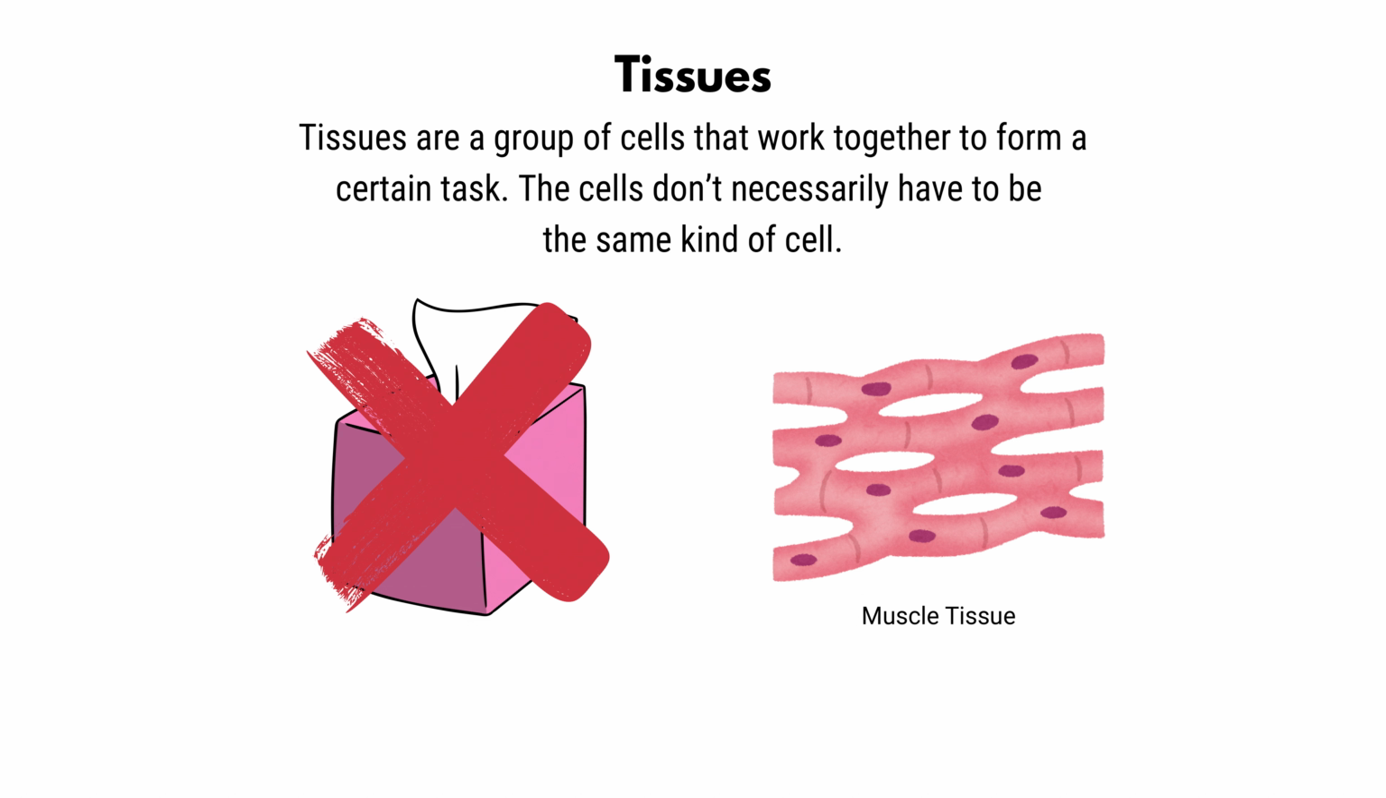Next, we have tissues. Tissues are not like your ordinary tissues that you use to wipe off stuff. Tissues are instead a group of cells that work together and interact to perform a similar function or a certain task. The cells that make them up don't necessarily have to be the same kind of cell. They could be, but they don't have to be. Tissues are a vital part of making up the next level, which is organs. For example, we have connective tissues, nervous tissues, and muscle tissues. All three of those tissues make up the organ of the skin.